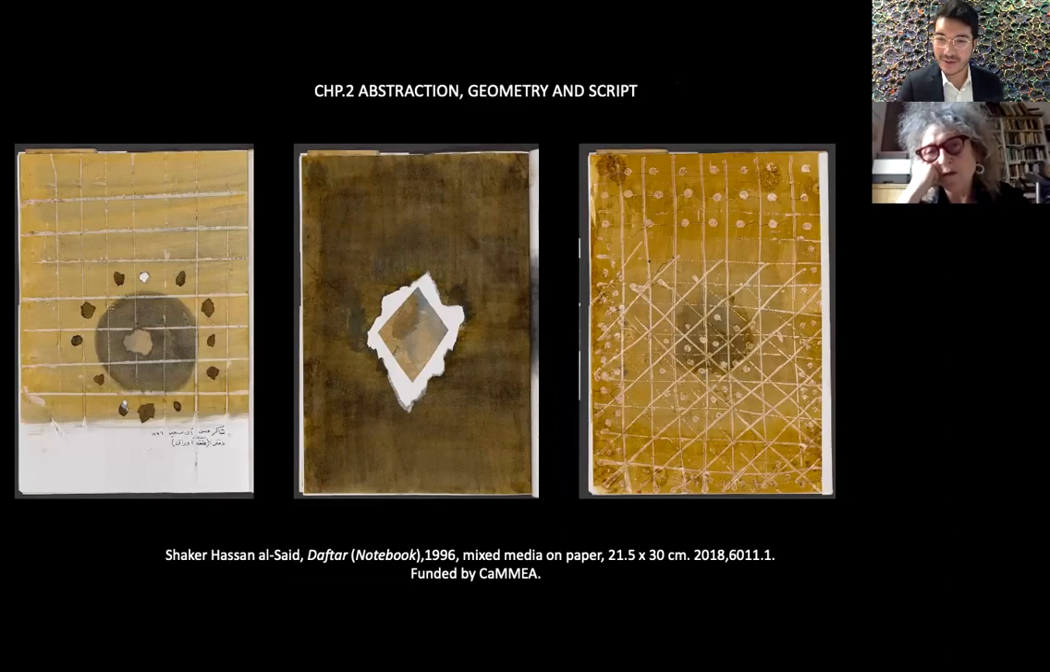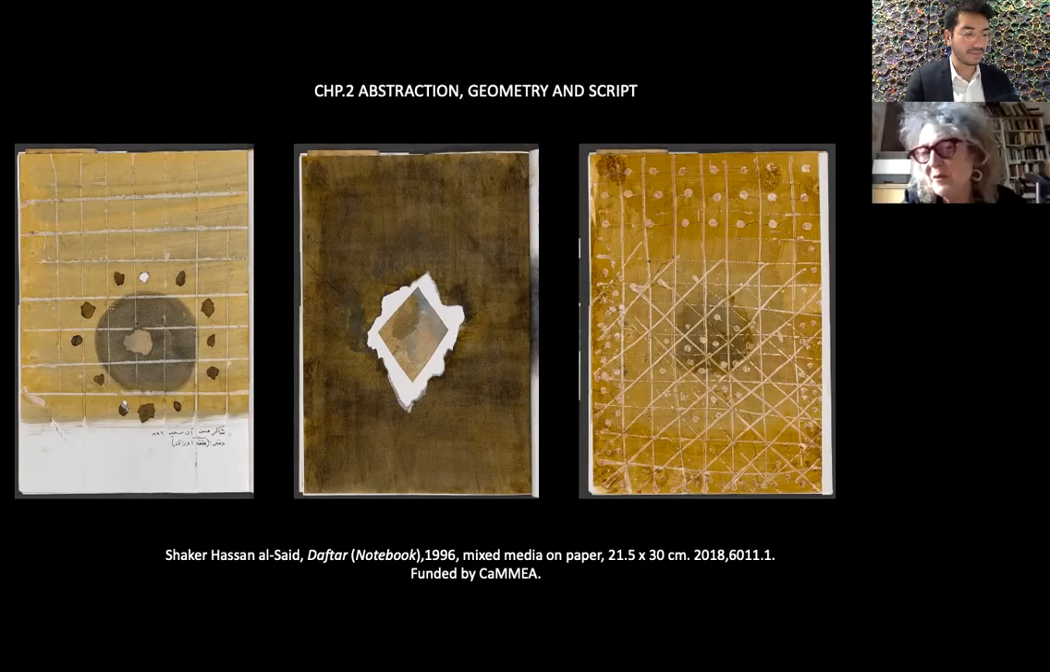Shakir Hassan Al Said went into abstraction in a very big way. And he started as a figurative artist. And he also was very influenced by Sufism. And he developed this kind of abstraction in very interesting directions here. And he calls this a daftar. And there is a whole genre of Iraqi book art that are called dafatir. I've mentioned Nada Shabout before, but this is something she has written a lot about.